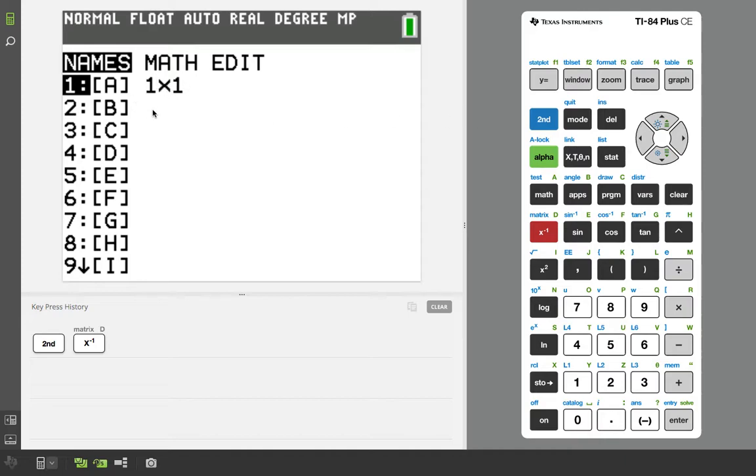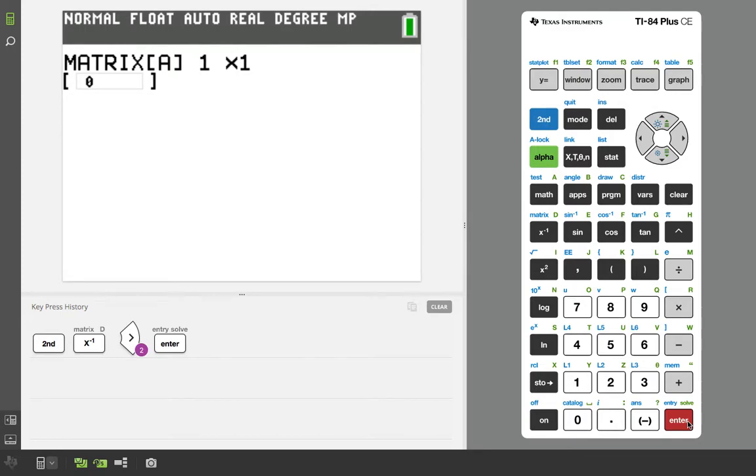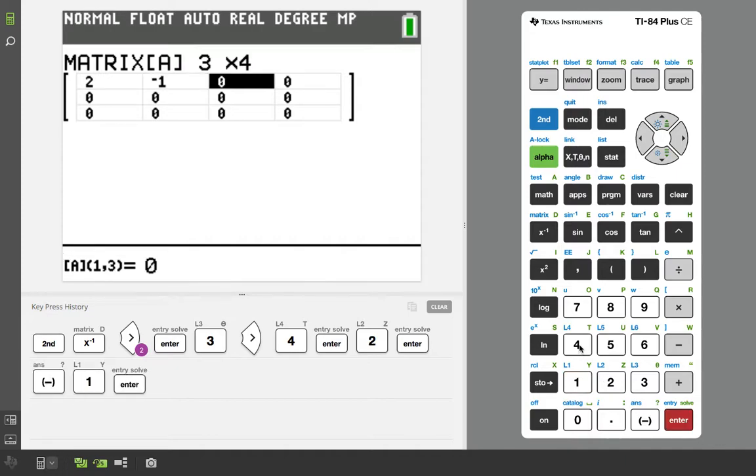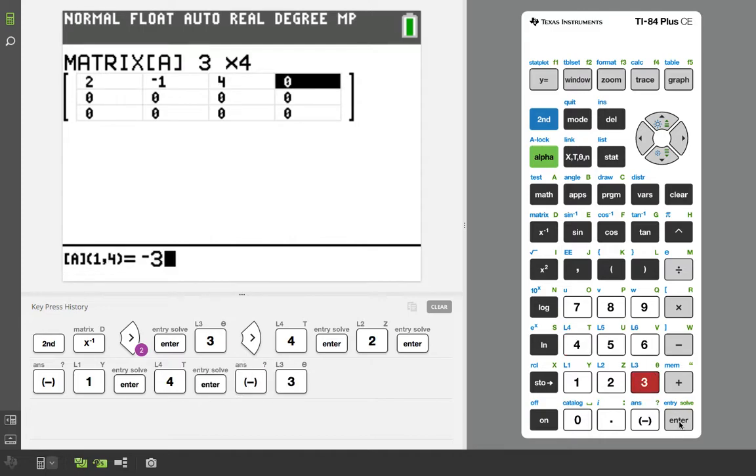We can see that we have a matrix written in here, but it's a 1 by 1. So we want to go over to edit. We'll edit for A. And so we've established that we want a 3 by 4 matrix. So we would do 3 by 4. You hit enter, and then our matrix pops up. So then we just enter our values from the matrix that we have. So it'll be 2, -1, 4, -3. So if you hit enter, it just goes to the left and then goes down.